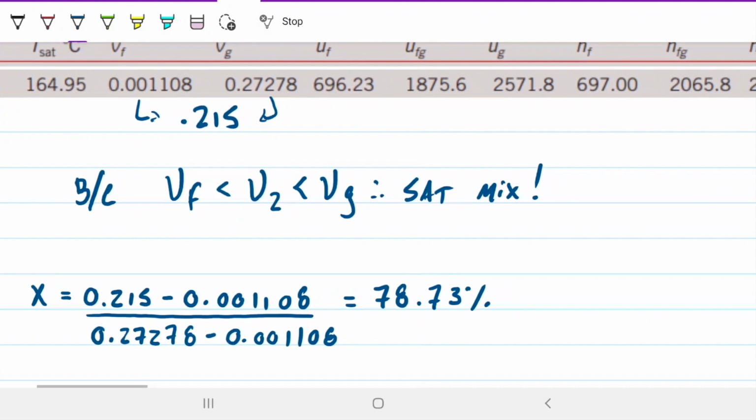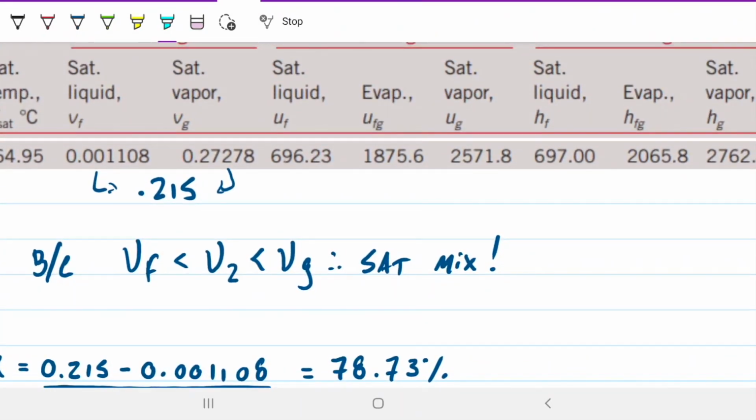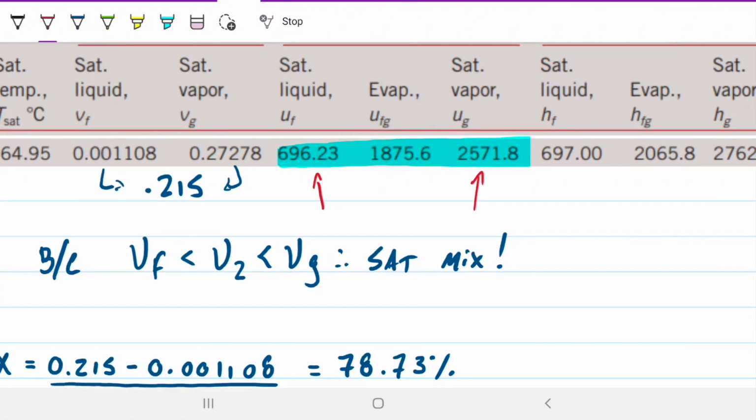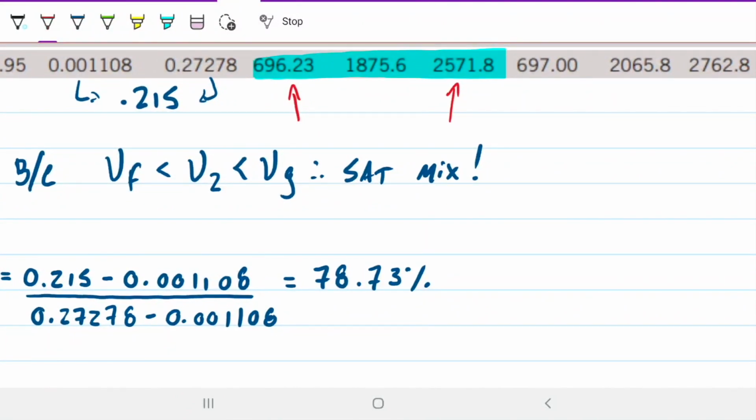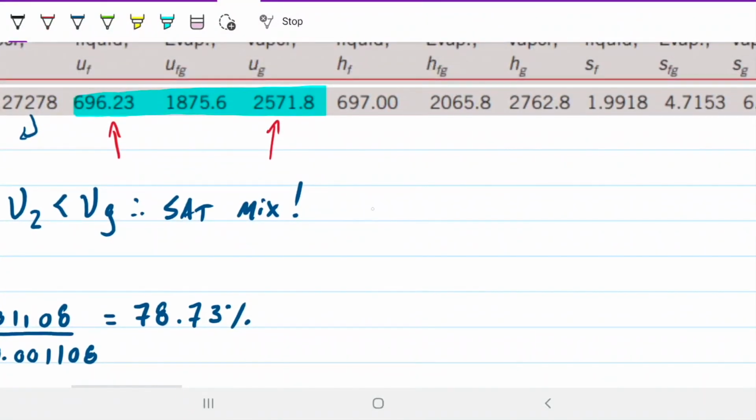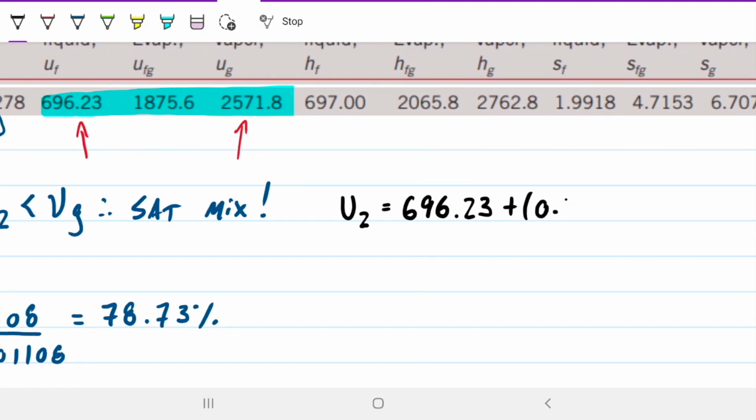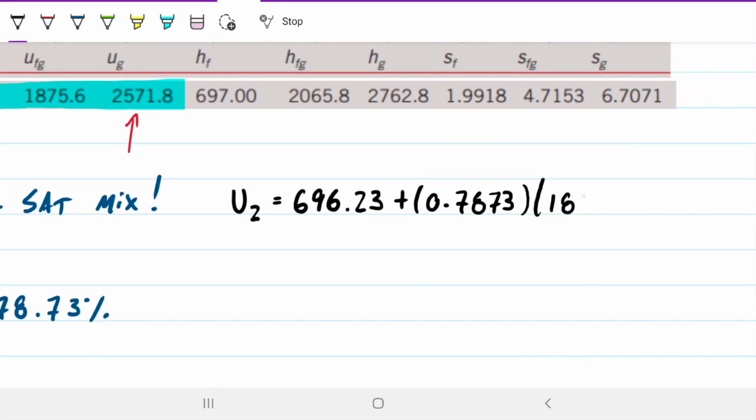Okay, so that means that if I want to grab my internal energy, let's highlight the internal energies. All I need to do is take 78% of this value here and the remainder of this value here, and then I'm going to have my internal energy. So let's do it over here so we can see the values. If I want my U2, then all I have to do is 696.23 plus 0.7873 times the difference, which is 1875.6. So my U2 is approximately 2,172.9 something. So let's just go ahead and call it 0.9.